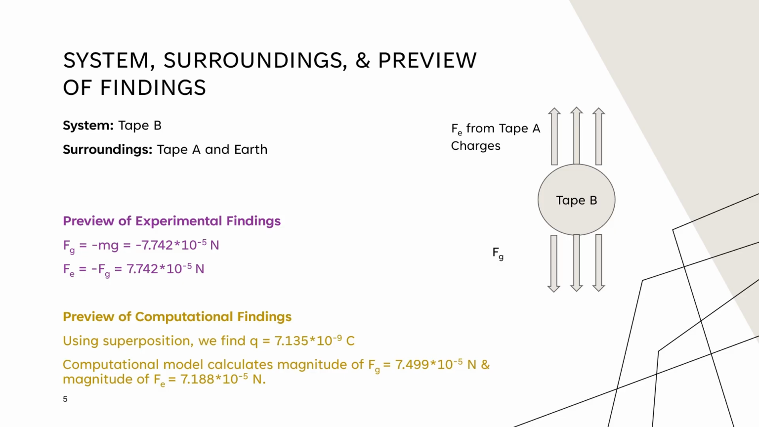So our system, surroundings, and preview of findings: our system is tape B, and the surroundings are tape A and Earth. Nothing novel here, it's the same. But our free body diagram on the right is a little different. You can see that there are multiple charges rather than one, and the electric force is from multiple point charges. In our computational model, we'll be using n equals 100.